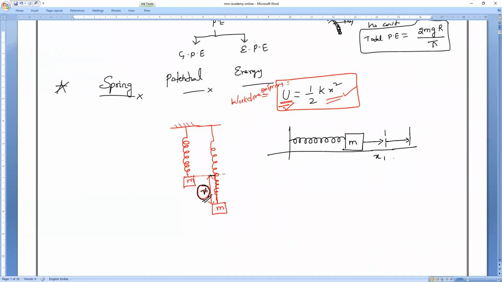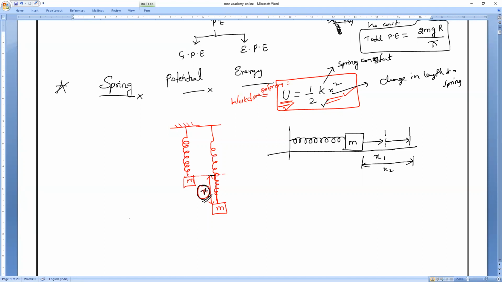Let me take from the initial position, the distance is x2. Now, what is the spring potential energy formula? Potential energy is equal to half into k into x square. What does k mean? Spring constant. And x means the change in length of a spring. That is the elastic potential energy formula, or spring potential energy.